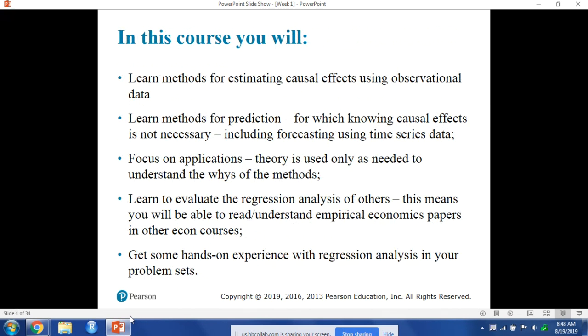In this course, you will focus on learning models for estimating causal effects using observational data. Something called effect size will be very important. Many people focus on statistical significance, but a result can be significant but have a small effect size, which really adds little or no value to your study.